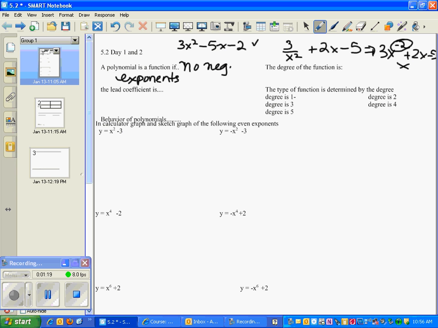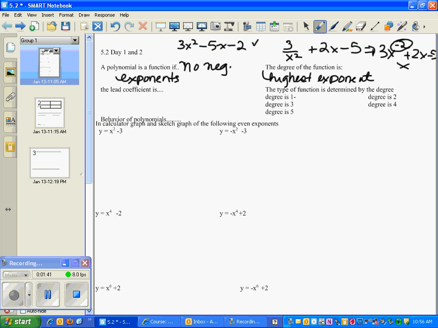So because of this, this one's not a polynomial function. Okay? All right, the degree of the function is simply the highest exponent. After you've ordered your terms from highest exponent to lowest, then you just look at what that value is. If it's the fifth power, then it's a 5.